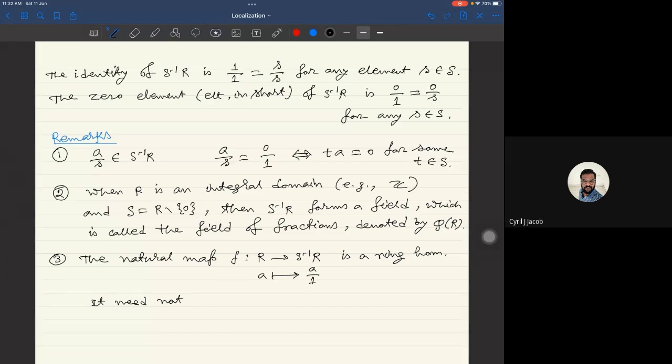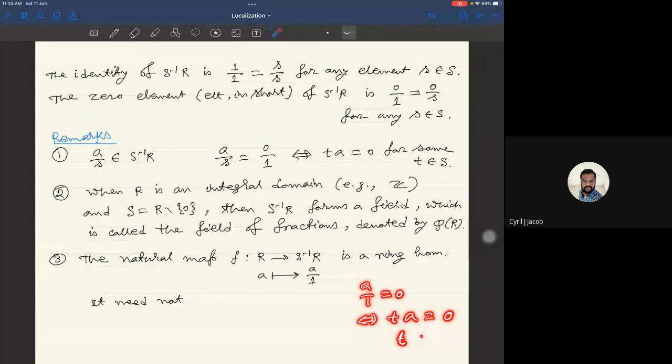In the case of Z, if S is all non-zero integers, then you get a field, and you can verify that this is an injective ring homomorphism. Because a by 1 is 0 if and only if there exists some t in S such that t times a equals 0. But t times a equal to 0 does not imply that a is 0. So it need not be injective in general.